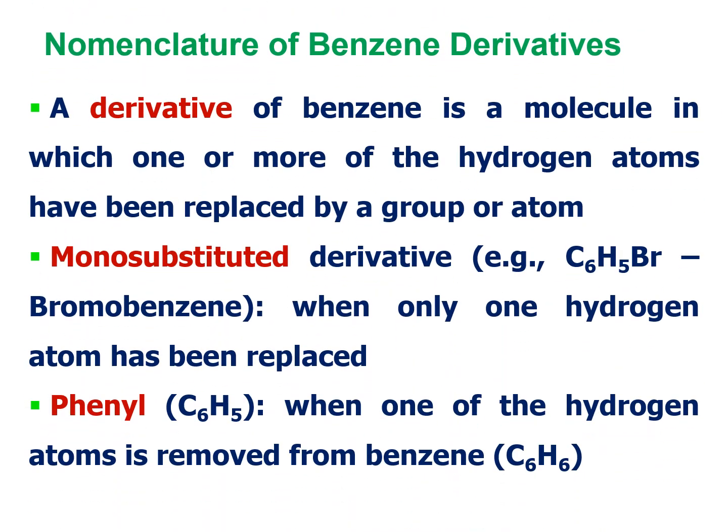In nomenclature, we're talking about naming. Benzene can be monosubstituted. In that case, only one hydrogen is replaced by an atom. Phenyl is when benzene loses one hydrogen, and phenyl is an alkyl group.